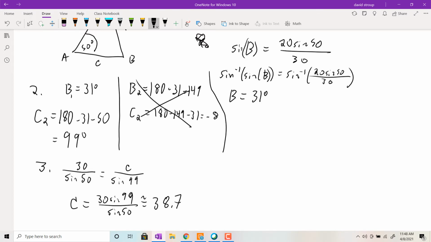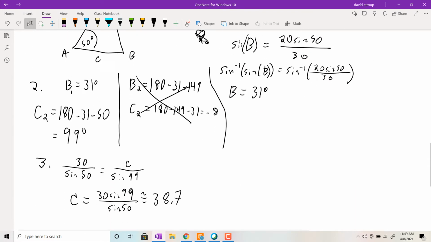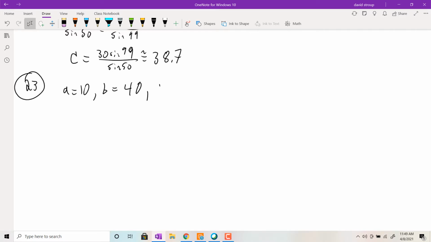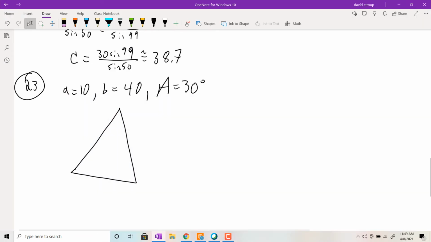Okay, let's look at the other two cases of this kind of problem. Let's look at number 23. They give us little a is 10, little b is 40, and big A is 30 degrees. I draw the picture. The picture helps you identify which type you're actually dealing with. Clearly this is some sort of side-side-angle, but if you look at the formula sheet, there's SAS or is it SSA? That becomes the question. But if you draw it out, there should be no guessing.